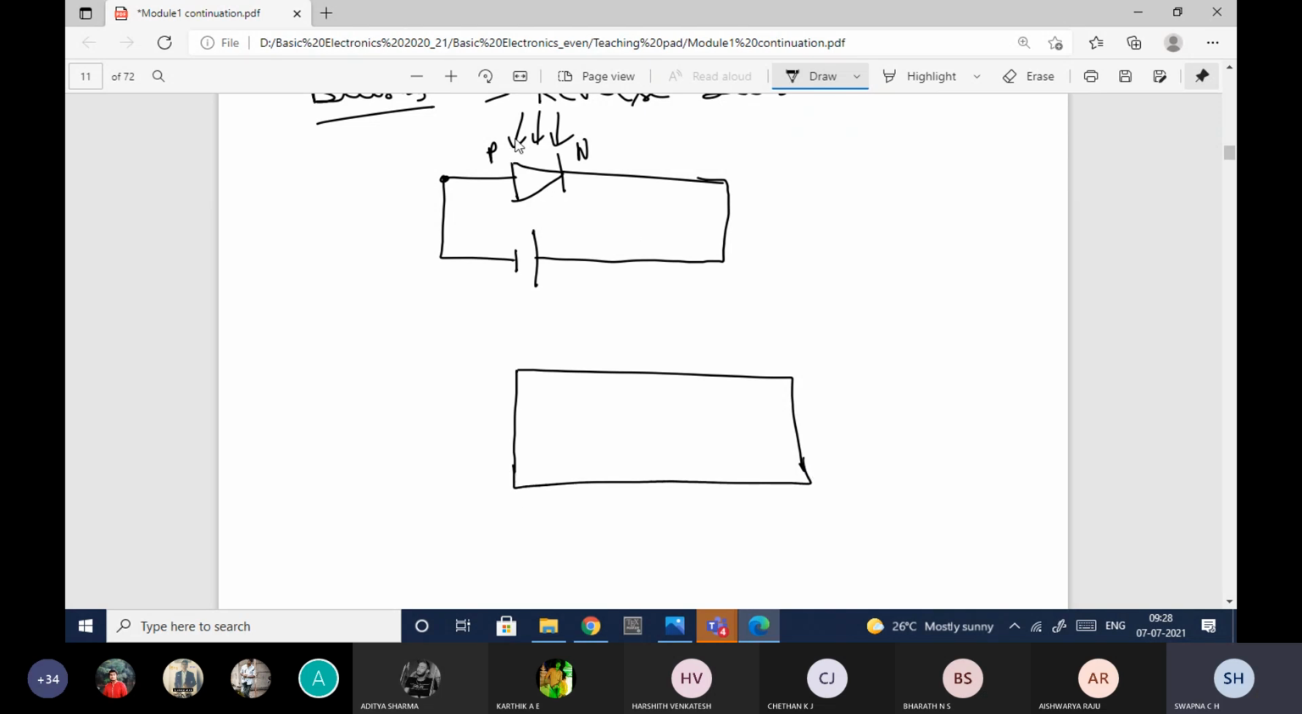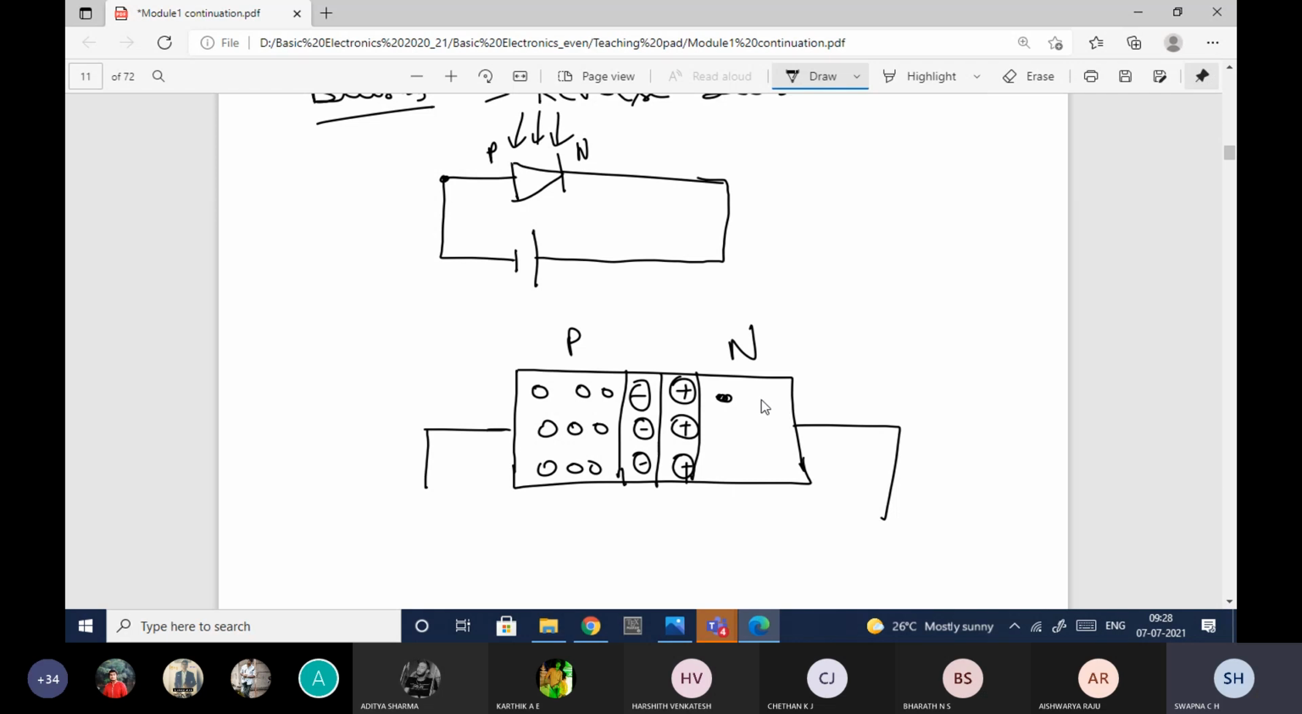Here I am not able to clearly show you where exactly the light is falling, so let me draw it again. This is my P and this is my N, and this is the depletion region, where I'll have negative ions towards P and positive ions towards N. Now I need to bias this. Here I'll have holes in P, and here I'll have electrons in N.